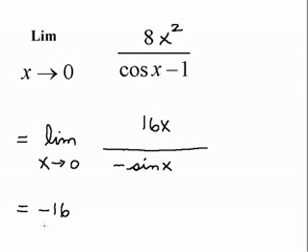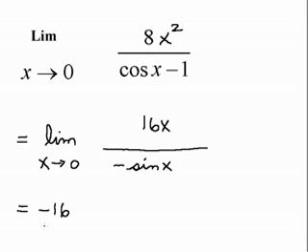Now here is a very good example, a polynomial over a trig function. We have the limit as x approaches 0 of 8x squared over cosine x minus 1. If we substitute in x equals 0, we get 0 over 0. So we apply L'Hopital's rule.